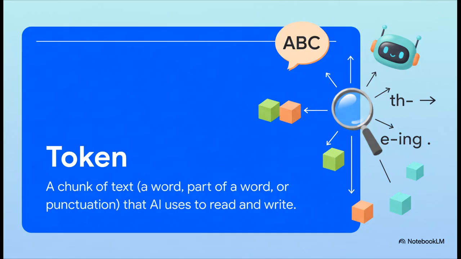Okay, so what exactly is a token? Simply put, it's just a chunk of text. It might be a whole word, like happy, or just a piece of a word, like ing. Even a comma or a question mark is a token. These are the fundamental building blocks AIs use to understand us and to piece together their own sentences.